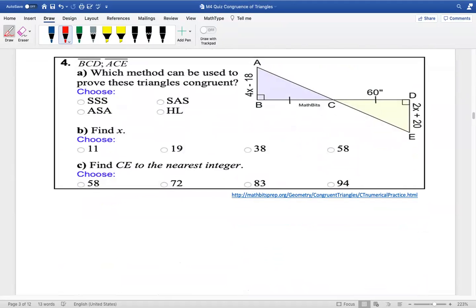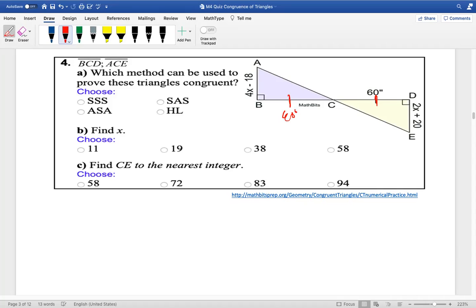So in question number 4, segment BCD is a straight segment, and ACE is also a straight segment. Now, which method can be used to prove that these triangles are congruent? Okay, let's examine the given figure. Now, it is given that BC is congruent to CD. So therefore, if this is 60, this is also 60 degrees.